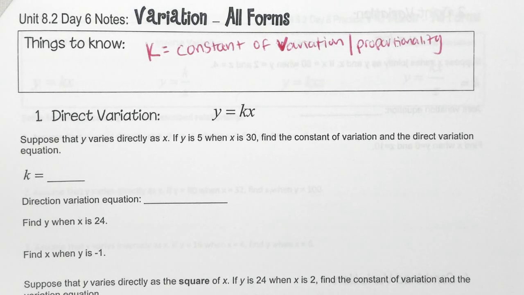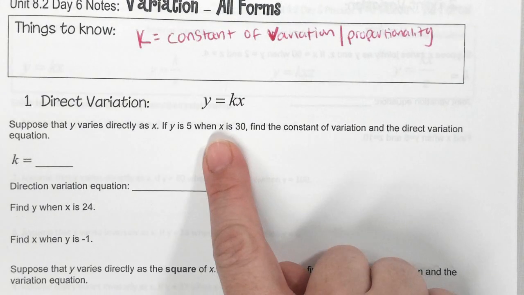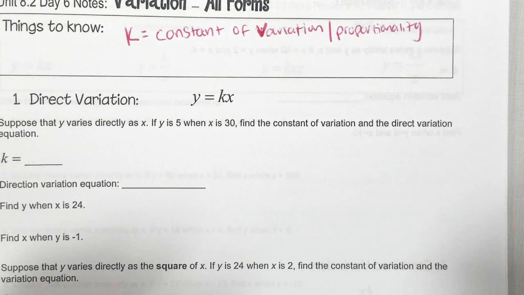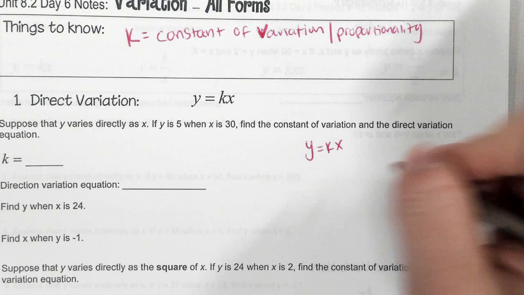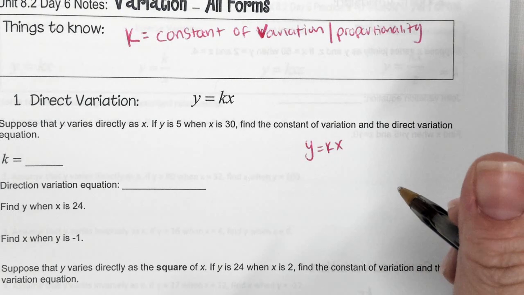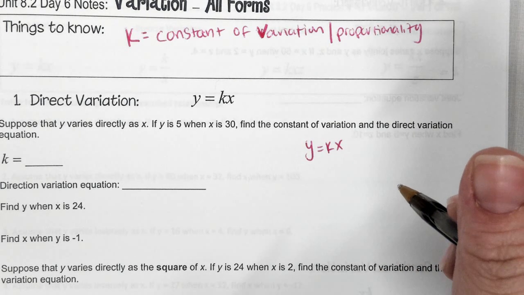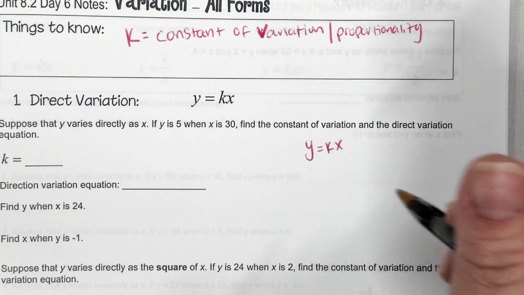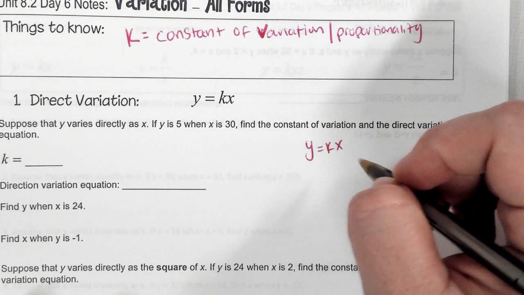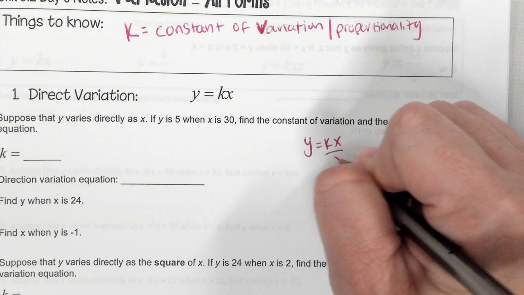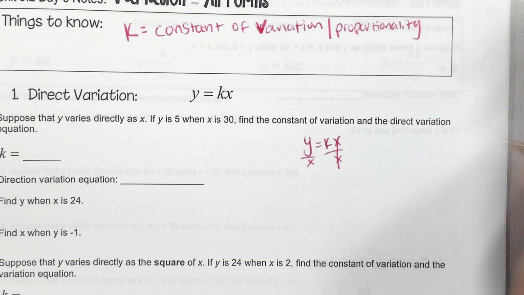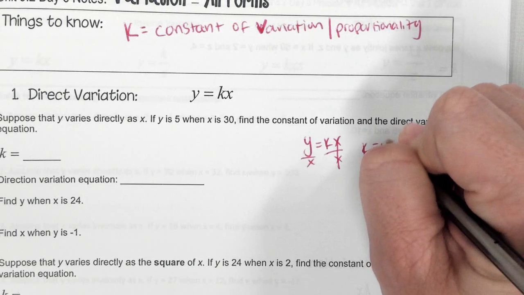So first way, there it is: y equals kx. So if we know y equals kx, how would we get K by itself? No, we're not going to subtract because this is multiplying, so we're going to divide. Divide both sides by x, and we get K equals y over x.